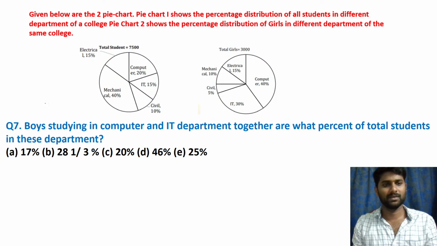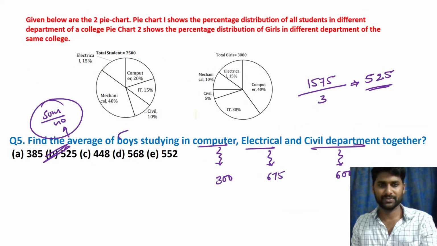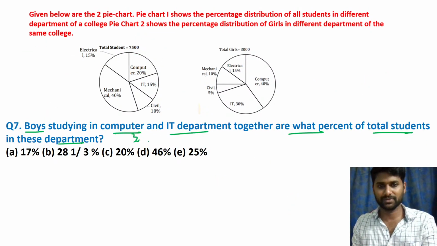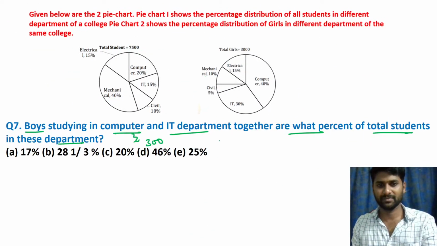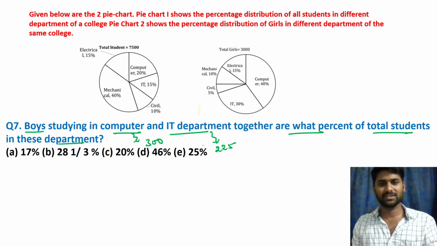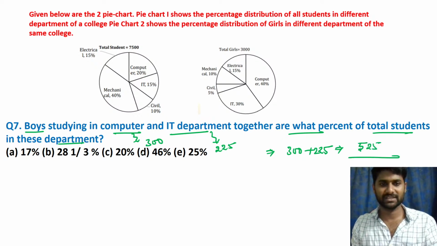So here, the boys studying in computer and IT department together is what percentage of the total number of students in these departments? See, computer boys are exactly equal to 300. IT is 225 members. The total students of these two departments: 300 plus 225 equal to 525 members, divided by total strength here.